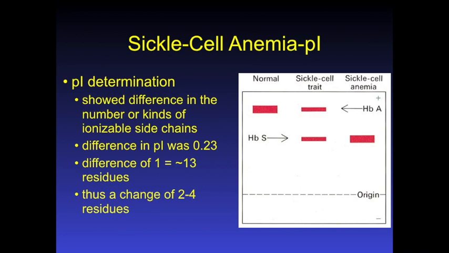Meaning this, I went from either neutral to negative, 13 of them, or I went from positive to neutral, that kind of change. Okay, and so if I have a 0.23 change and a full unit pH change would be about 13, they concluded there could be 2 to 4 residues that were changed. Okay, now 2 to 4, not too bad. We have 4 subunits, right? If we had a change in one each of them, that would have been 4.